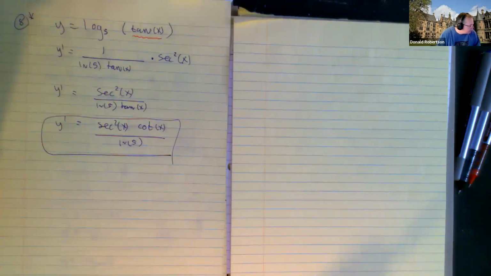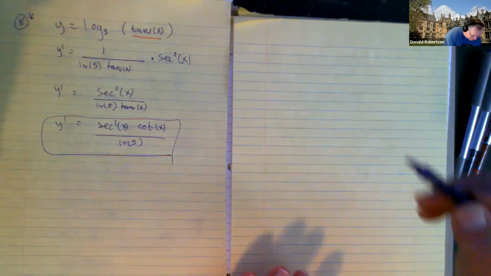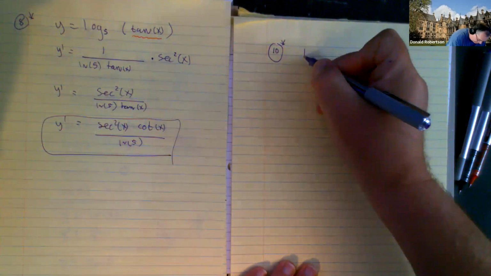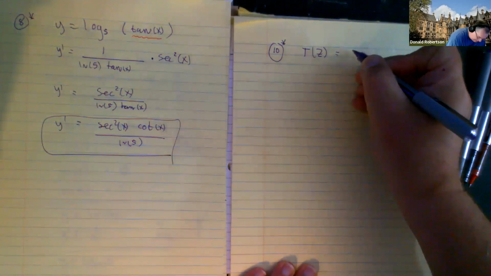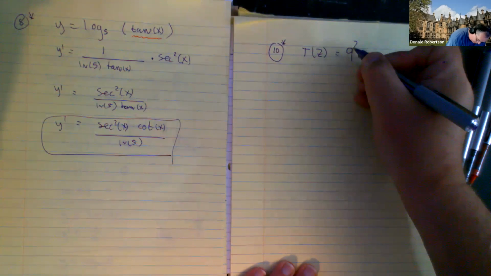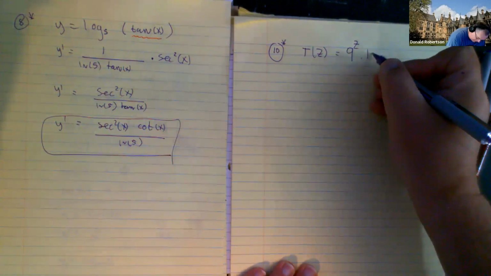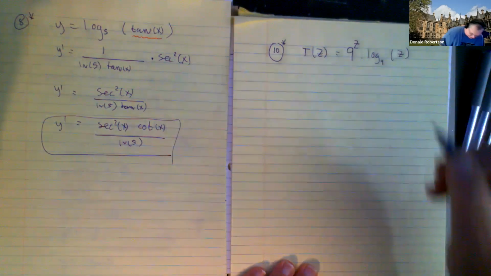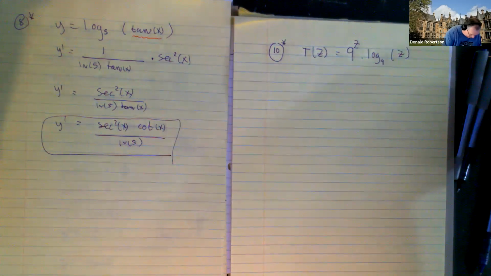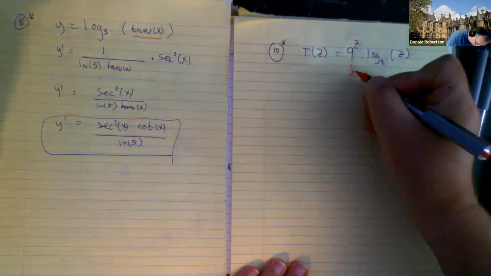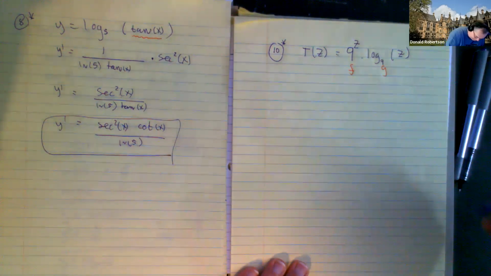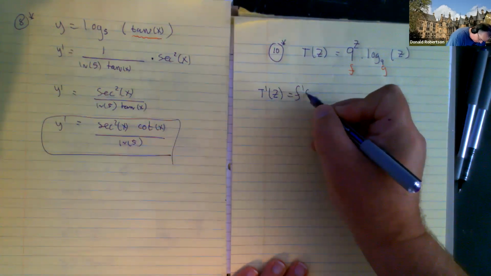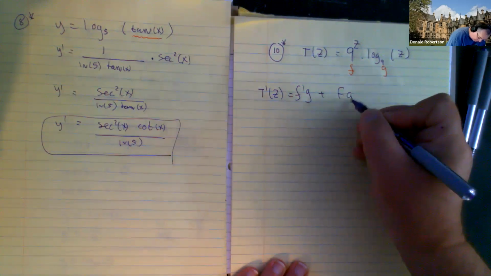Let's see if I can find another non-log one. Oh, here, didn't take too long. Question 10. Nine to the power of z times the log to the base 9 of z. Now, I can't do anything to make it pretty, so this is going to be a product rule. So we're going to do f dash g plus f of g dashed.